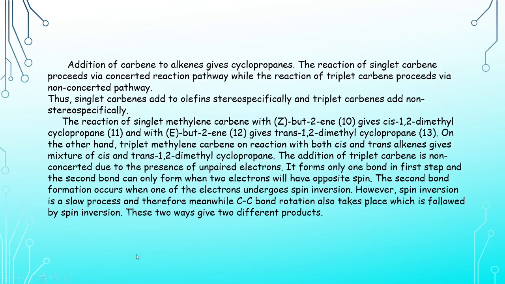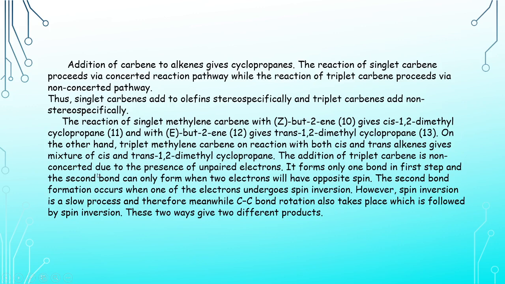The reaction of singlet methylene carbene with Z-but-2-ene gives cis-1,2-dimethylcyclopropane, and with trans-but-2-ene gives trans-1,2-dimethylcyclopropane. On the other hand, the triplet methylene carbene on reaction with both cis and trans alkene gives a mixture of cis and trans 1,2-dimethylcyclopropane. The addition of a triplet carbene is non-concerted due to the presence of unpaired electrons.